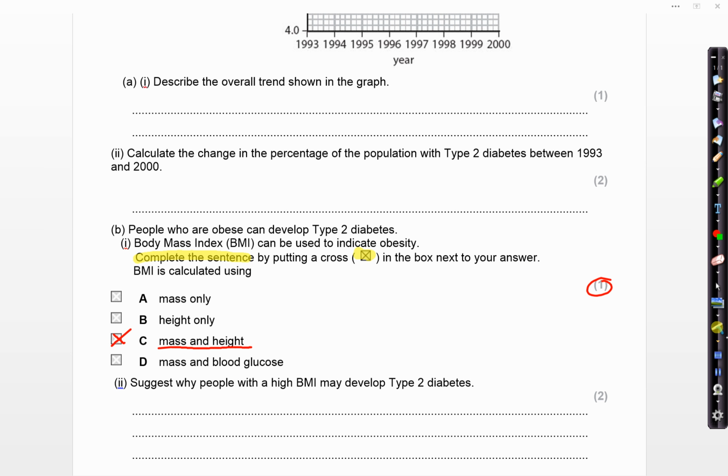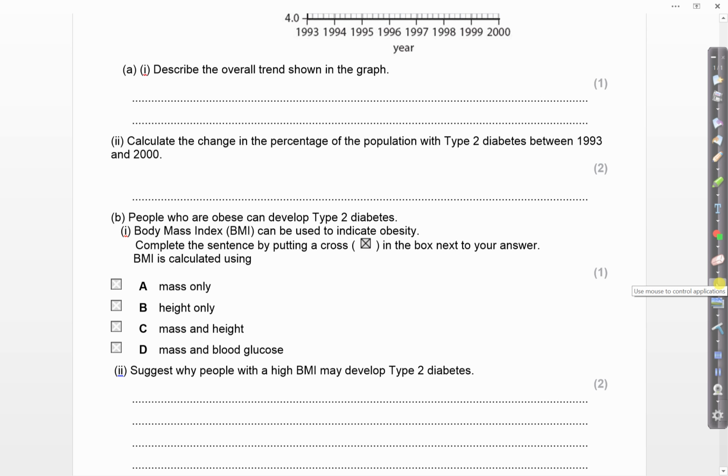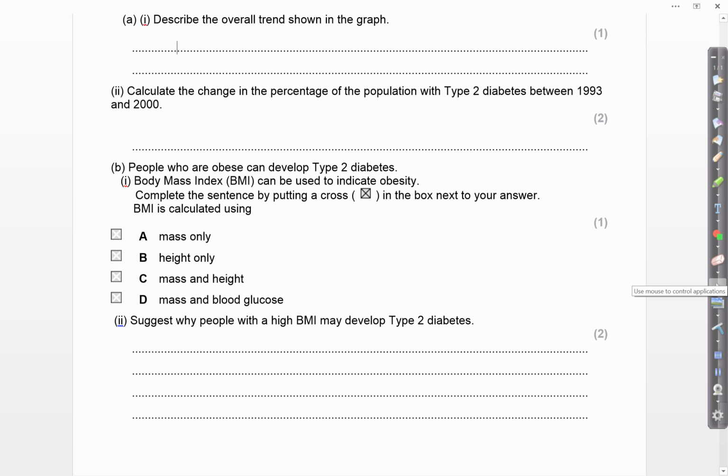For the next question, a little bit more demanding. Suggest why people with a high BMI may develop type 2 diabetes. So what is it about these people? This is a lifestyle question. So there's 2 things basically. 2 things for the 2 marks.